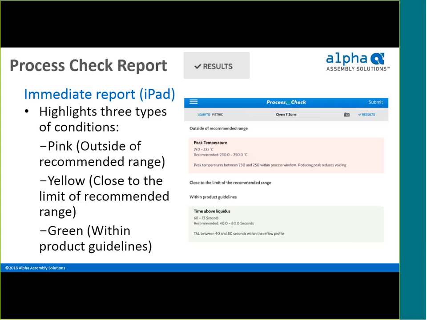The second type of category is going to be highlighted as yellow. Those are ones that are close to the limit of the recommended range. My hypothetical doesn't have any here. These are ones where you're within the guidelines, but you're at the very edge of the guidelines, where there's a risk that some process variation could push you outside of the recommended range. And then finally, and hopefully all the answers come into this category, is the green category. This indicates that the answer given was within the recommended guidelines and should represent a very robust process based on our recommendations for use of the product.